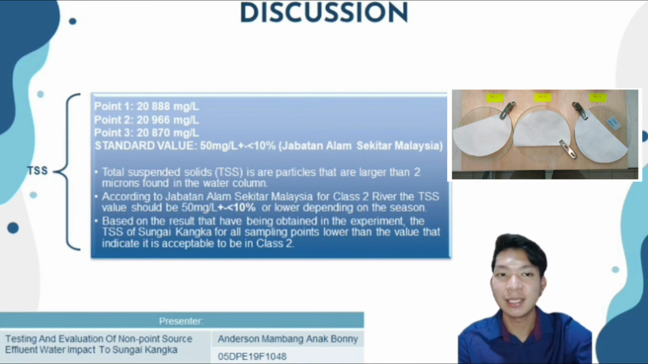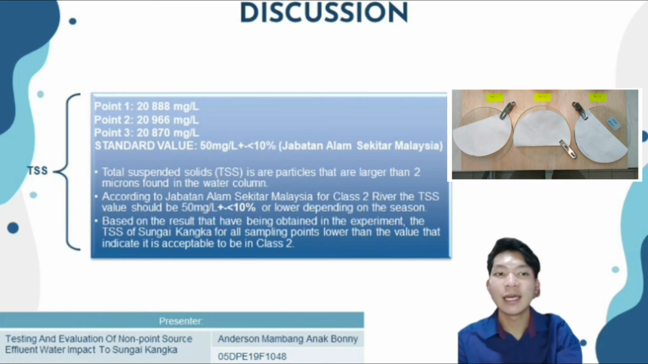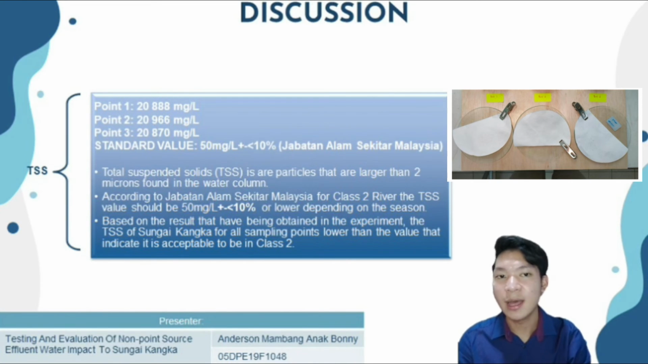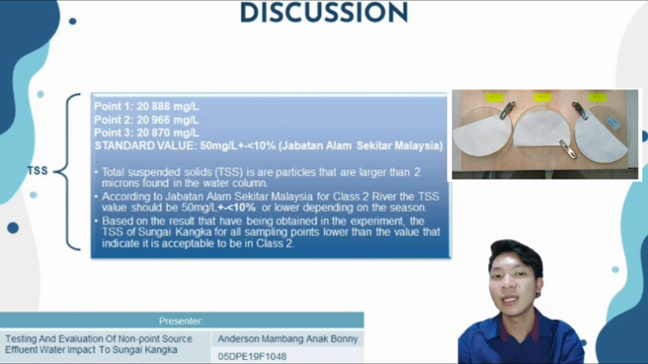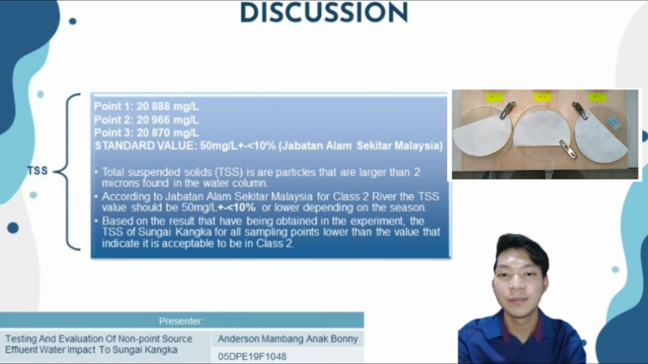Total suspended solid, TSS, is particles that are larger than 2 microns found in the water column. According to Jabatan Alam Sekitar Malaysia, for class 2 river, the TSS value should be 50 gram per liter, more or less 10% or lower depending on the season. Based on the result that have been obtained in the experiment, the TSS of Sungai Kangka for all sampling points is lower than the value, which indicates it is acceptable to be in class 2.